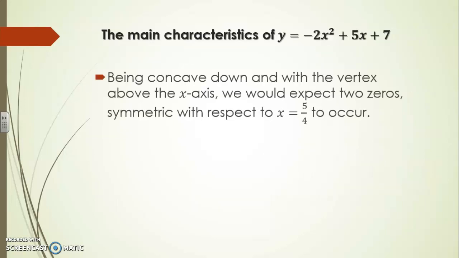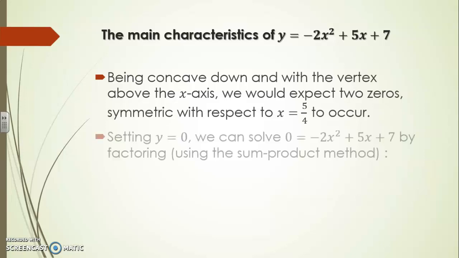Being concave down and with the vertex above the x-axis, we would expect to have two zeros, both of which will be symmetric to 5 over 4, which is where the vertex occurs. If we let y equal 0, then we would have to solve the equation 0 equals minus 2x squared plus 5x plus 7 in order to find the zeros, or the x-intercepts.